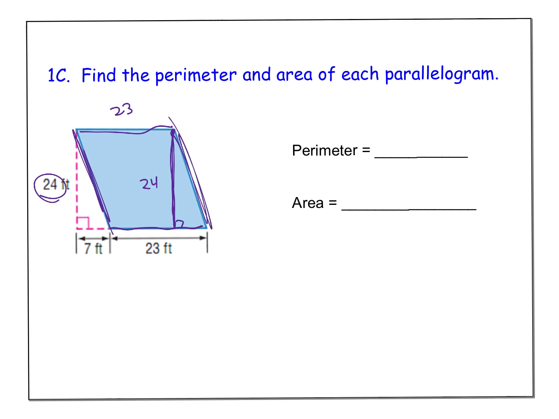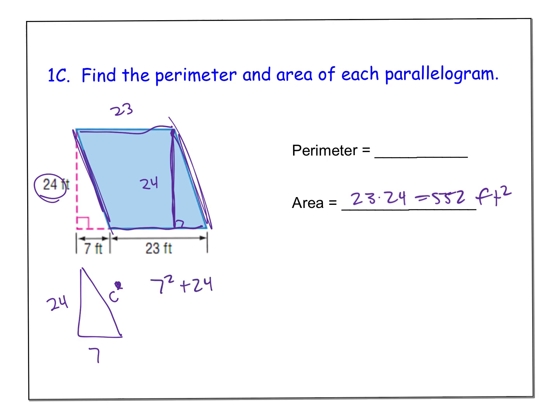Okay, well, first off, let's do this. I can figure out the area pretty easily. 23 times 24 is going to be 552 square feet, or feet squared. Now to figure out my perimeter, though, I've got 7, I've got 24. I need to figure out that. I kind of gave away what I'm going to do.